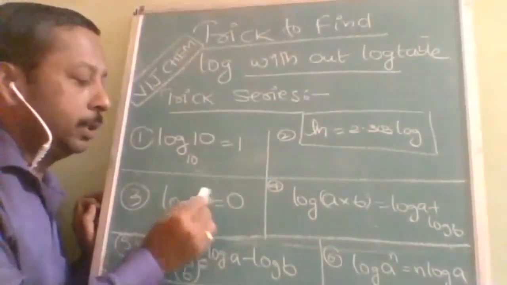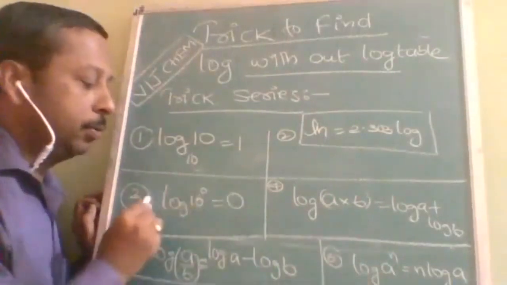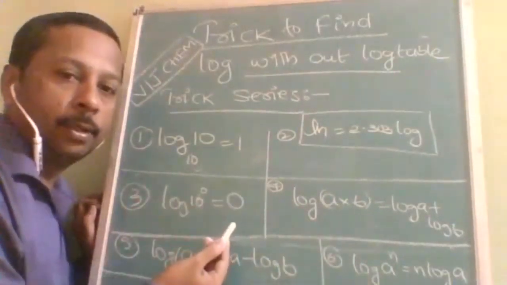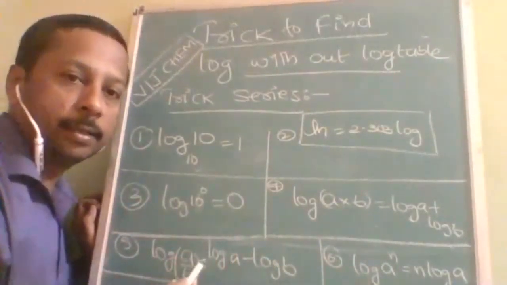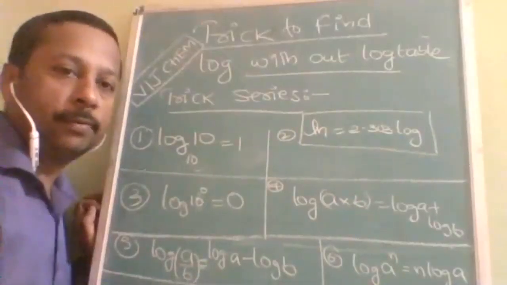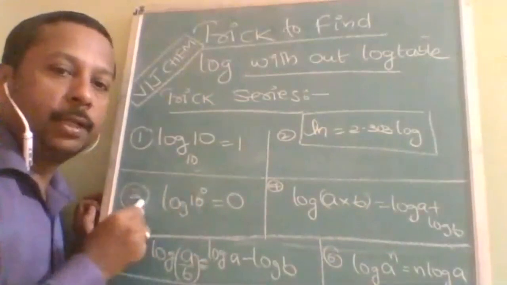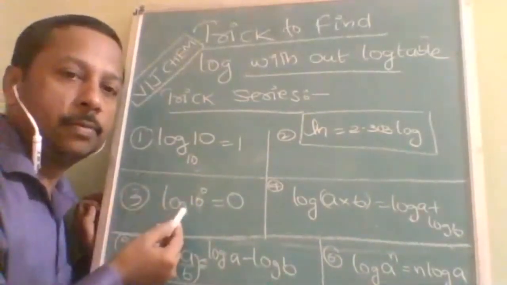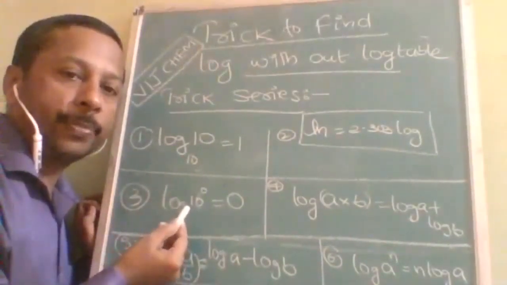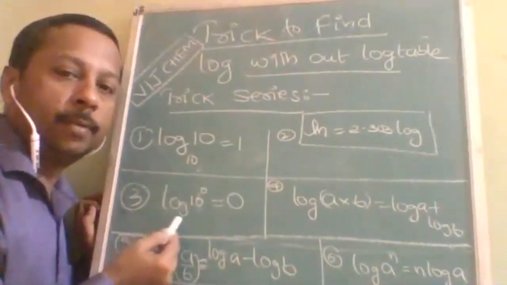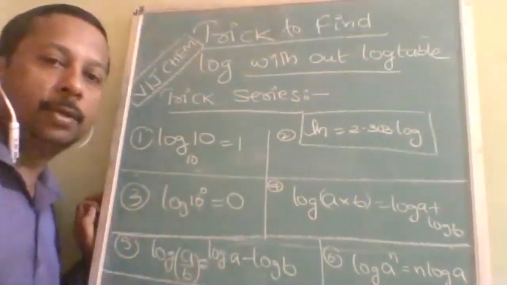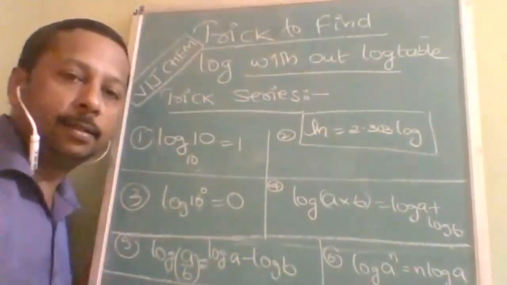And 10, according to this formula, 0 into something will be 0. Log 1 can be written as 10 to the power of 0 is equal to how much? 1. Okay, so 10 to the power of 0, and 0 will come over here. Anything to the power of 0 is equal to 1. So this will become 0. Is it understood? All these formulas I think you are aware of.